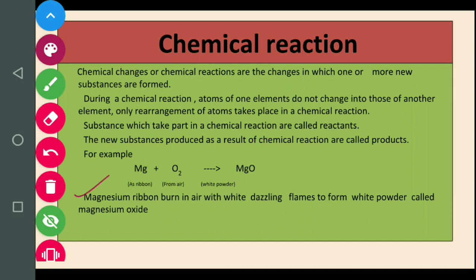This is a very important note here. This magnesium is known as magnesium ribbon. It burns in air, and air contains oxygen, with a white dazzling flame. It is an observation that when magnesium burns in air, it gives a white dazzling flame, to form a white powder of magnesium oxide.